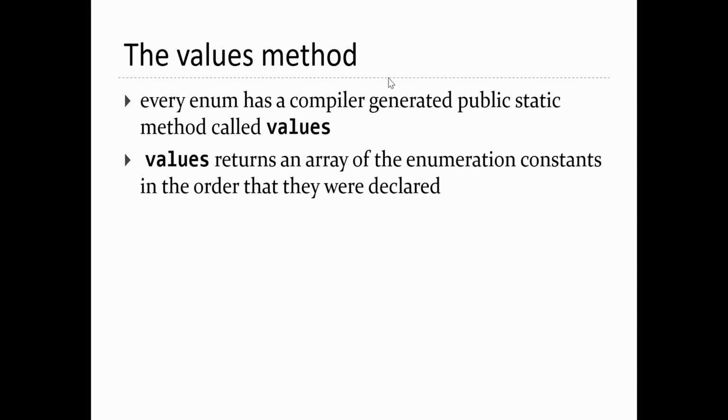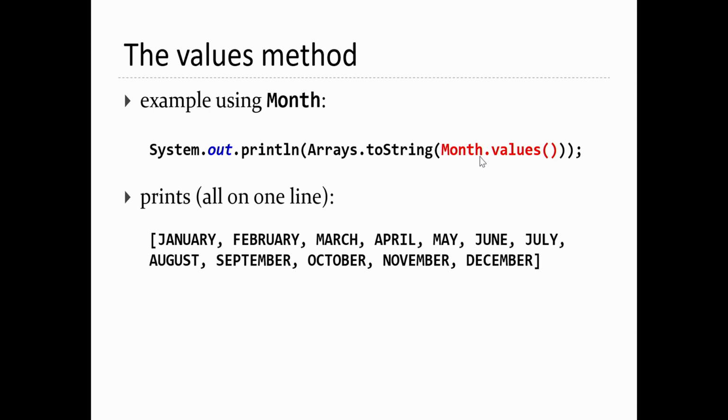All right, you get some other methods for enumerations for free when you use an enumeration. So every enumeration has a method called values, and it's static. The values method returns back an array of all of your constants in the order that they were declared. So if I want to get all the months as an array, I just call the values method, so Month.values, that gives me an array. The array contains 12 elements. First element is January, last element is December.